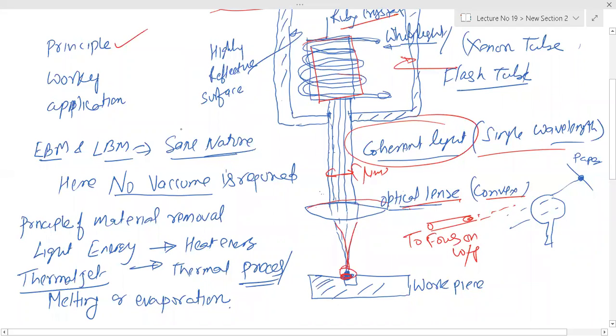Now it is all about heat. Light energy converts into heat energy. Basically it is a thermal process, and material is removed by melting or evaporation, right? And we can say it is a thermal jet also. So the principle of metal removal is melting or evaporation.